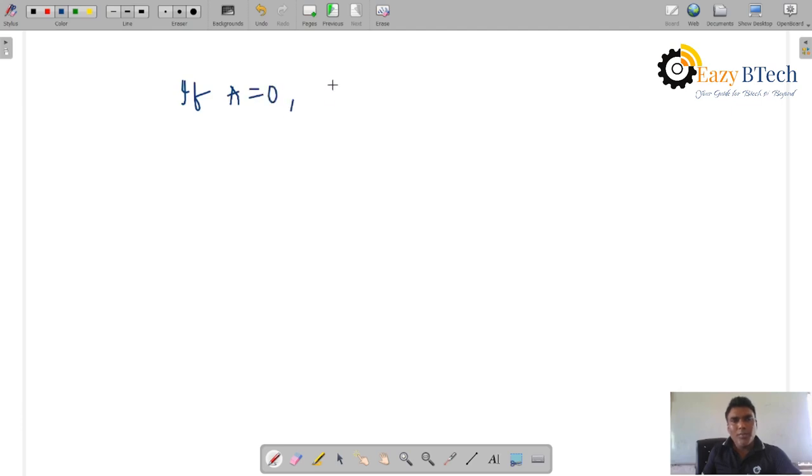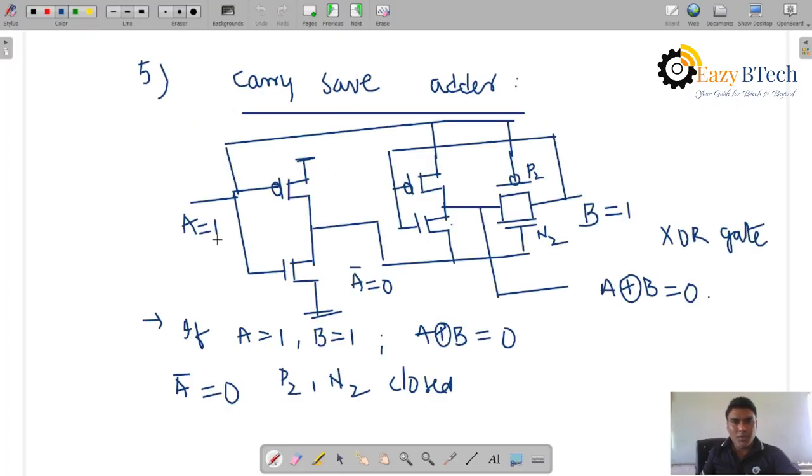If A is equal to 0 and B is equal to 0, then A complement is equal to 1. If this is 0, this will be on. A complement is equal to 1, so 1 will be connected over here. B is equal to 0 means the PMOS will be on, and the 1 will propagate through this one to the output.